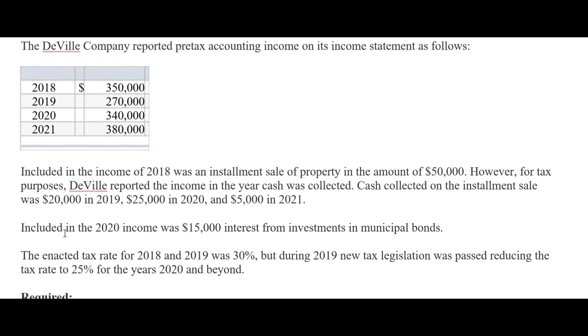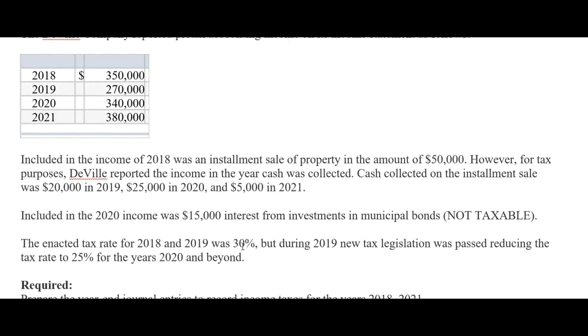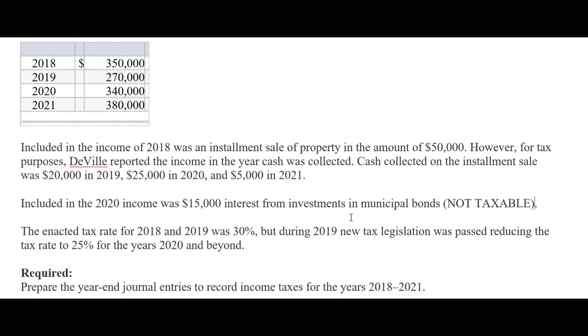In addition, included in the 2020 income was $15,000 interest from investments in municipal bonds. Again, this is not taxable at all, so we need to back that out for both the tax for accounting purposes and for our actual income tax statement. Okay, just in 2020 though. The enacted tax rate for 18 and 19 was 30%, but during 19, new tax legislation was passed, reducing the tax rate to 25% for the years 2020 and beyond.